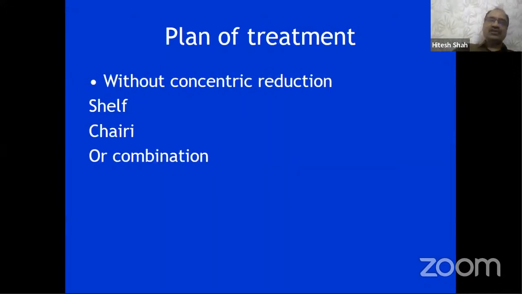Whenever there is no concentric reduction, we get an aspherical incongruent hip. You can think about the Chiari osteotomy or Salter osteotomy or a combination, because these are all salvage surgeries. It's not getting concentric reduction. That hip may not last as long as with a Salter or a Pemberton or a Dega osteotomy.